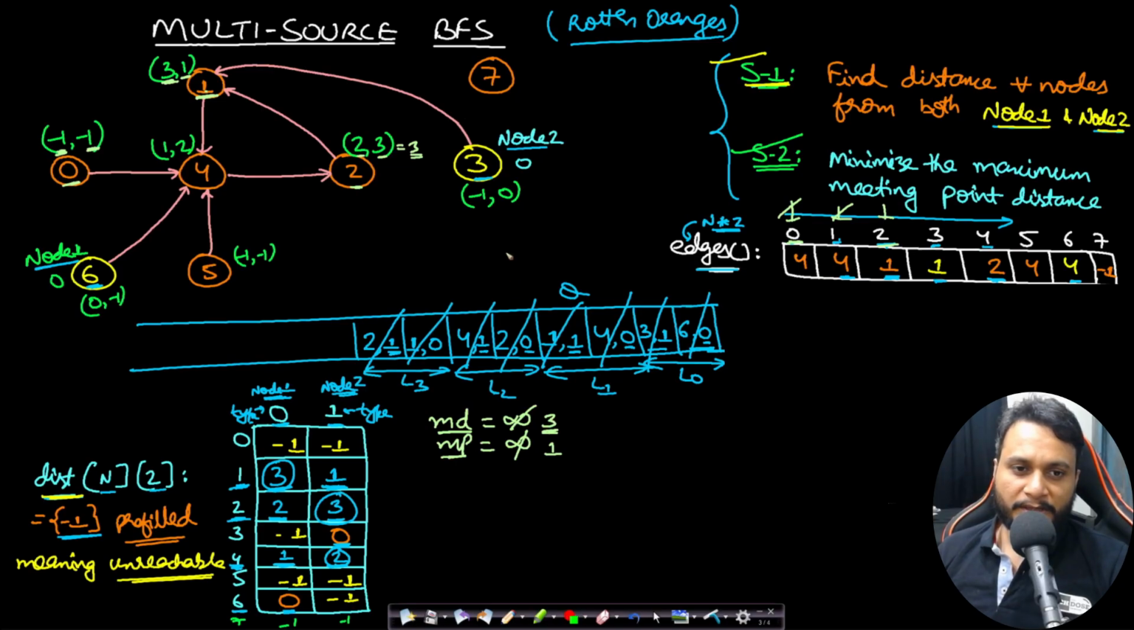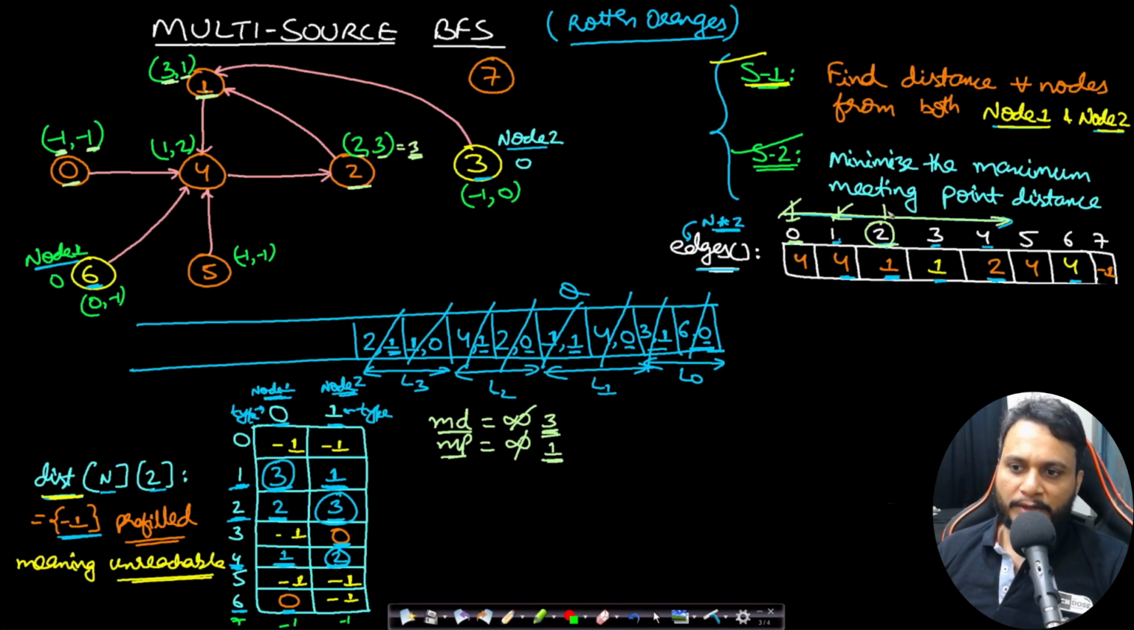In the problem statement, it was said that if two distance values are the same, then we need to take the one with the minimum index. But since we are already moving left to right, that means we are already moving in increasing order of the index values. And that is why I don't need to update the index, because if I had already seen this distance value, then that must have been seen for a lower node value, isn't it? So I don't need to do anything for it, right?